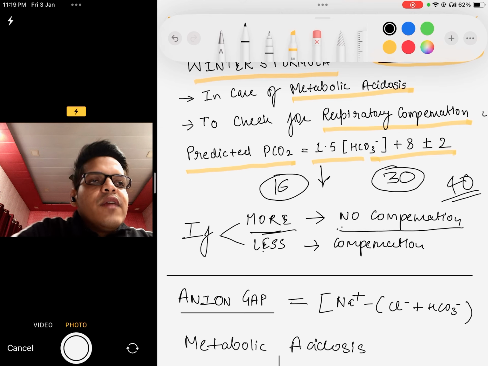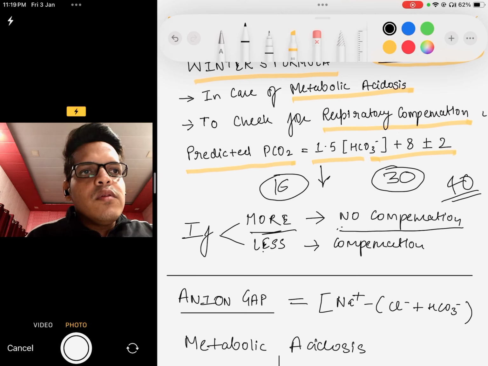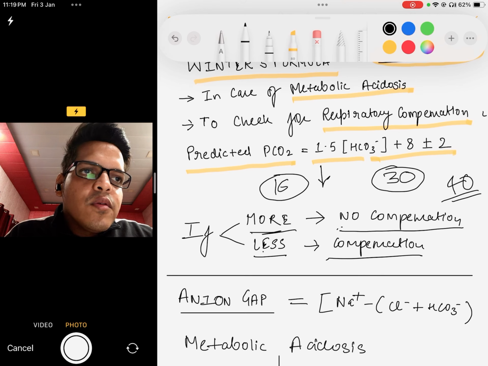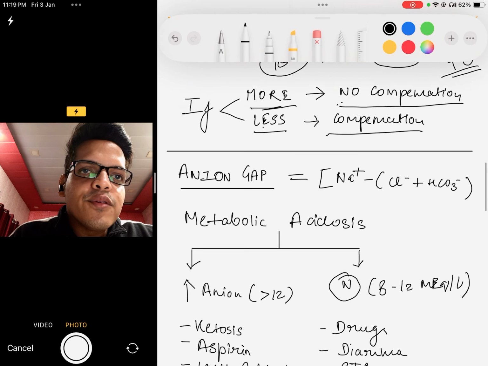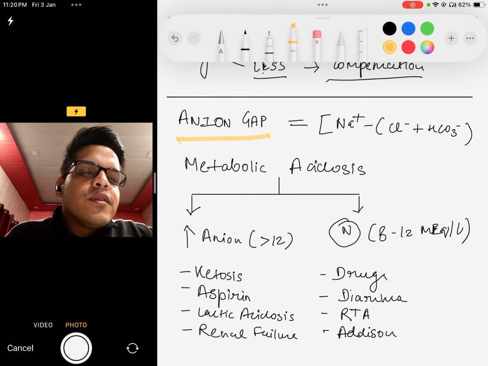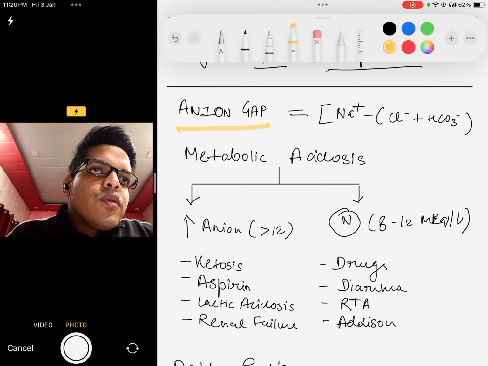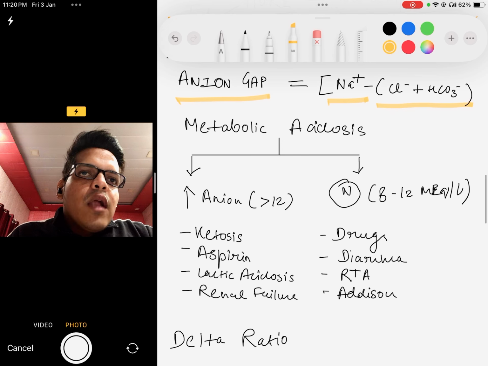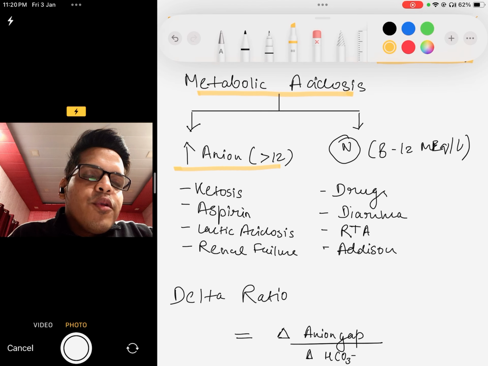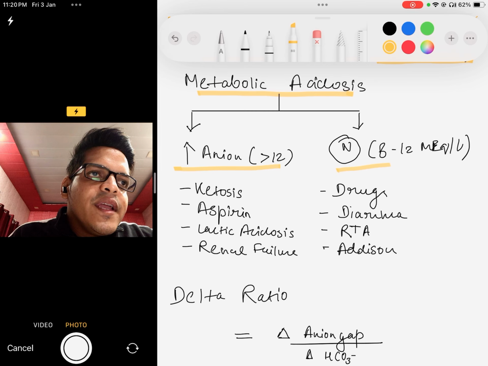Supposedly if it's 28, then the body is trying to compensate, so it will be compensation. The body is trying to push to a respiratory alkalosis. Now coming to anion gap, which is the difference between the total positive ions minus total negative ions. Based on that, metabolic acidosis is further divided into high anion gap, that is more than 12, and normal anion gap, that is 8 to 12 milliequivalent per liter.